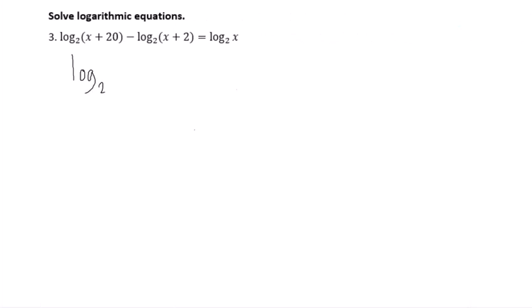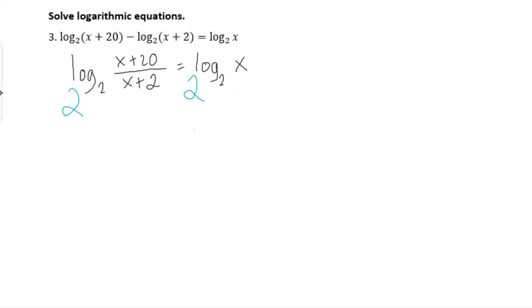So this subtraction right here tells us division. So this would be x plus 20 over x plus 2 equals log base 2 of x. Now, since this is log base 2 and this is log base 2, the terms that follow would be set equal to each other. Mathematically, what you're doing is making this an exponent, and by that rule, this gets kicked out to the front, these cancel out, and you're left with that.